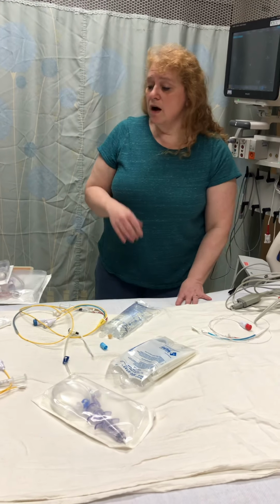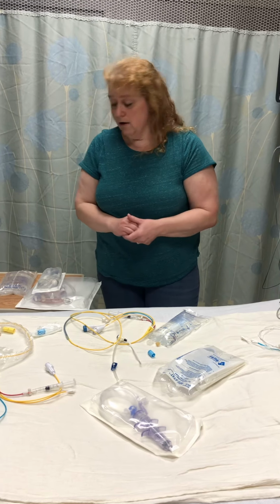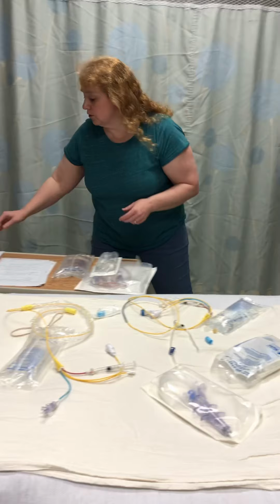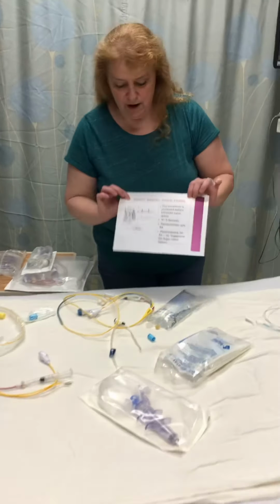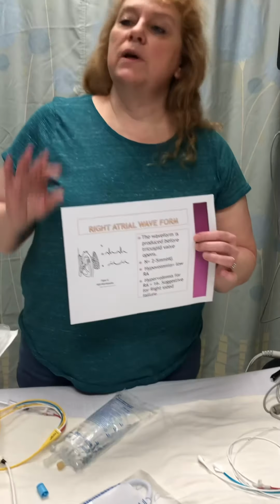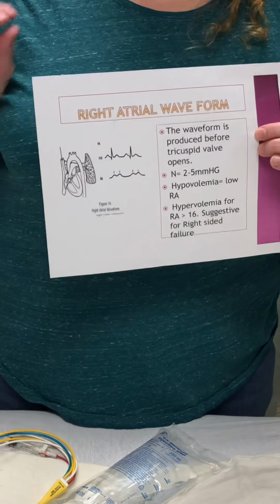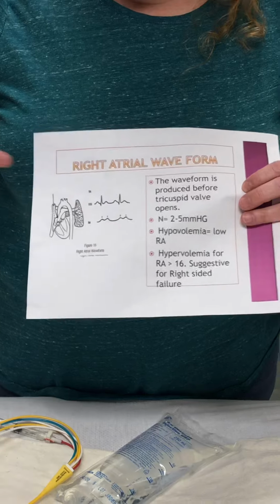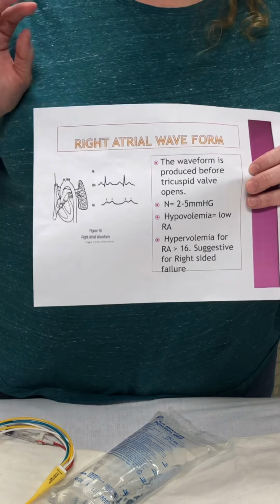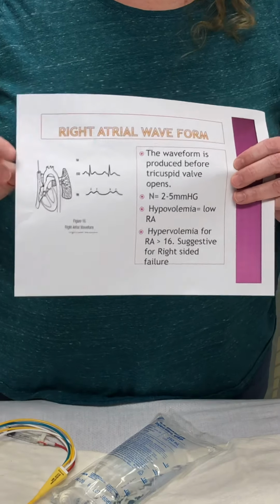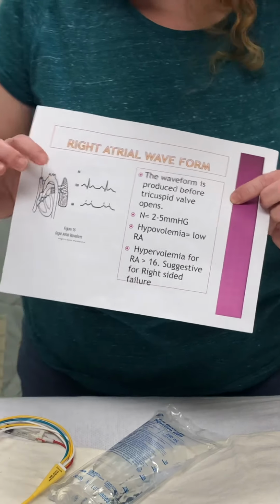So when the Swan goes in, you're going to see a variety of waveforms. The first waveform you're going to see is a right atrial waveform or a CVP waveform. Now, like I said, we can get nitty-gritty into all the details, but this is a basic understanding. So basically what you're going to do is look for two little bumps. Look for the two bumps. That's how you're going to recognize the waveform.